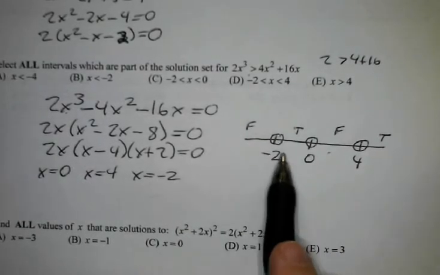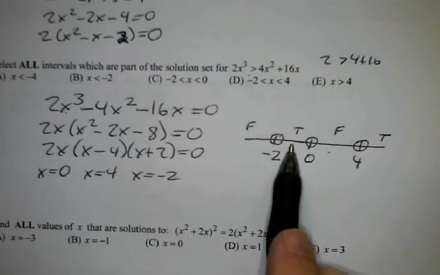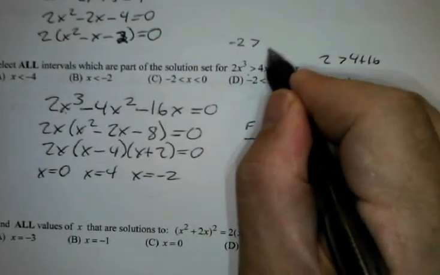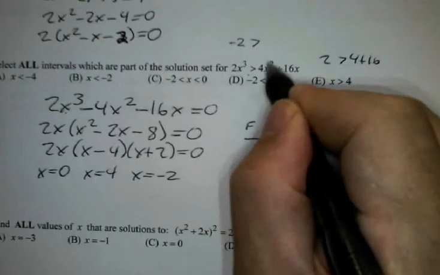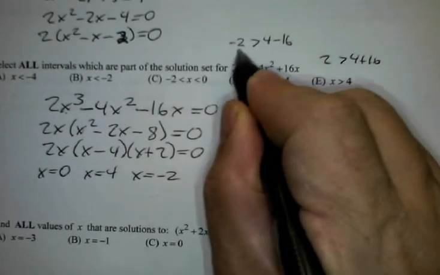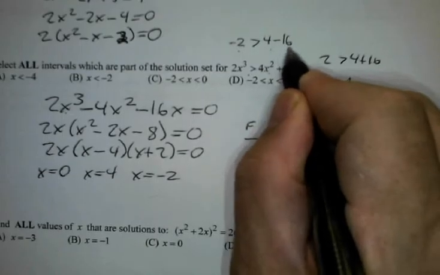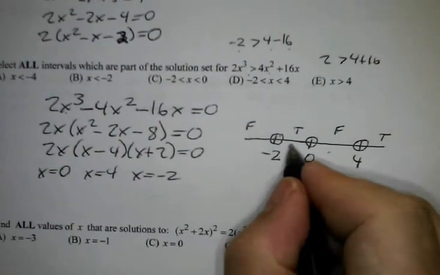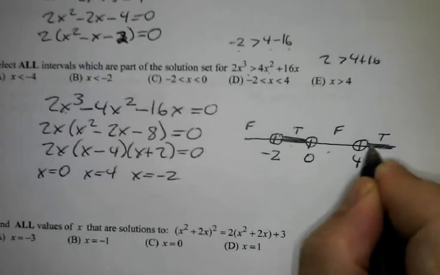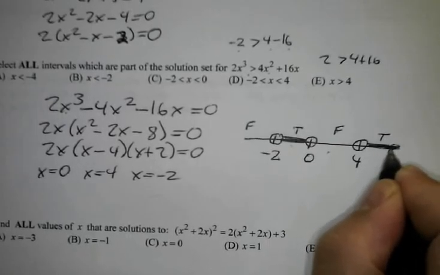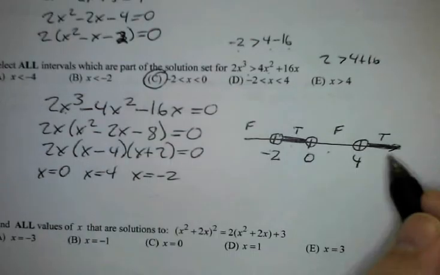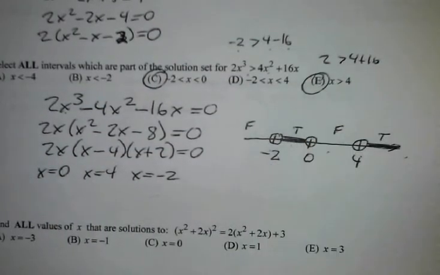So I could try another number like negative 1 to make sure it's true. We'd have negative 2 greater than negative 1 squared is 1, 4 times negative 1 minus 16. Negative 2 is greater than negative 14, so that does work. So I want my trues. So now I got my answer between negative 2 and 0 and greater than 4.